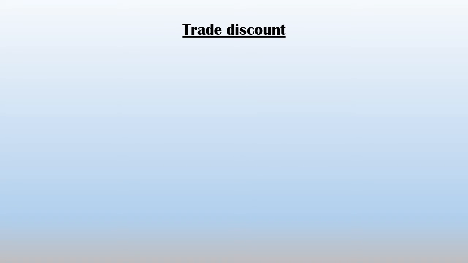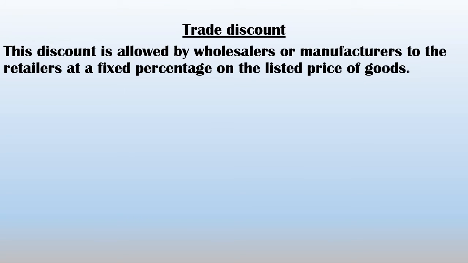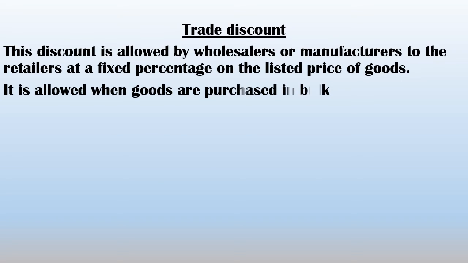Trade discount. This discount is allowed by wholesalers or manufacturers to the retailers at a fixed percentage on the listed price of goods. So the trade discount is usually allowed or given by the wholesalers or the manufacturers to the retailers, and this is given on the listed price or on the catalog price. Now, it is allowed when goods are purchased in bulk, that is large quantity.